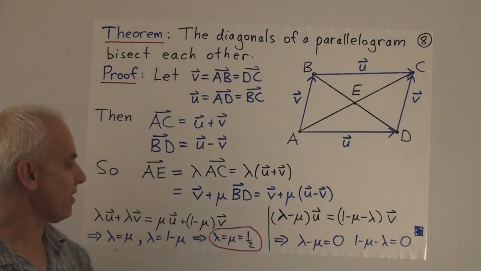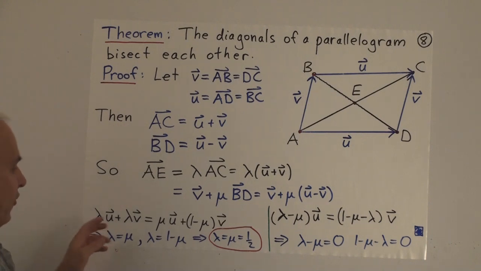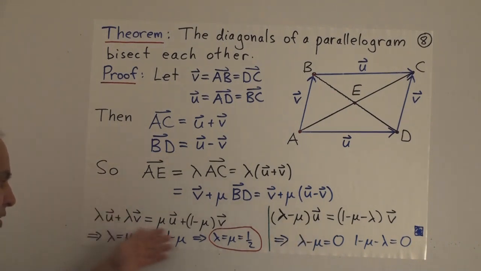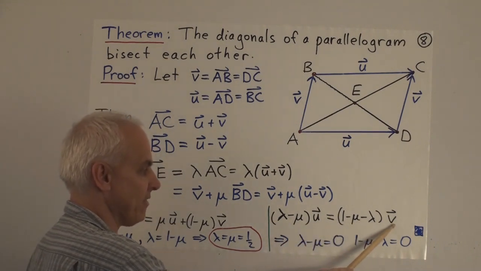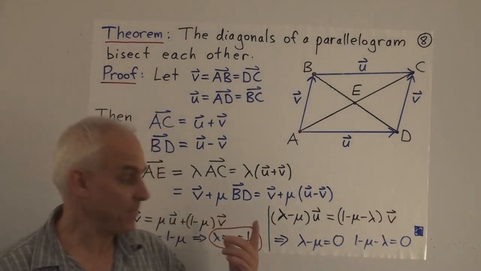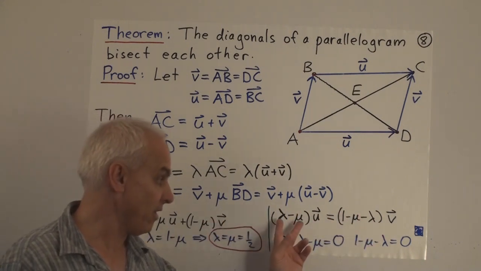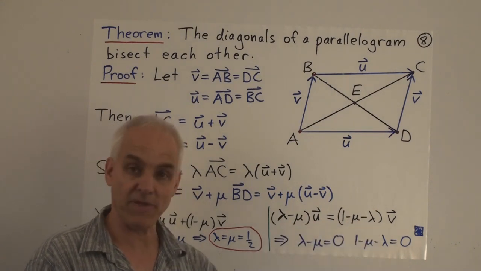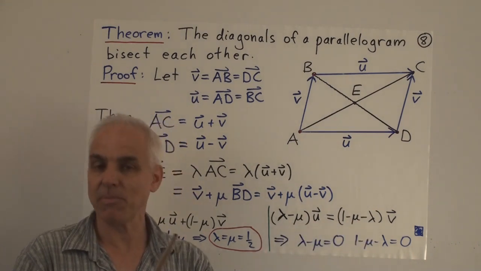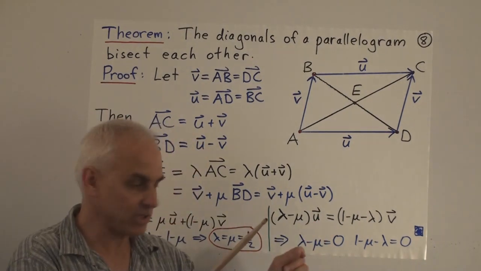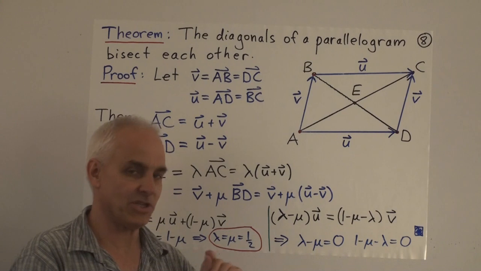Here's another way of expressing that. We could also have brought all the vectors u on one side, so get (lambda minus mu) times the vector u, and then bring all the things involving v on the other side, (1 minus mu minus lambda) v. And then we can say that the vectors u and v are linearly independent, so it's impossible for one of them to be a multiple of the other, unless that multiple is 0.